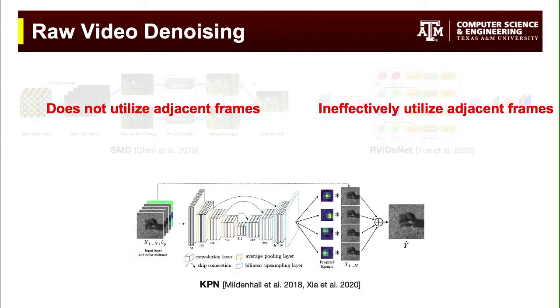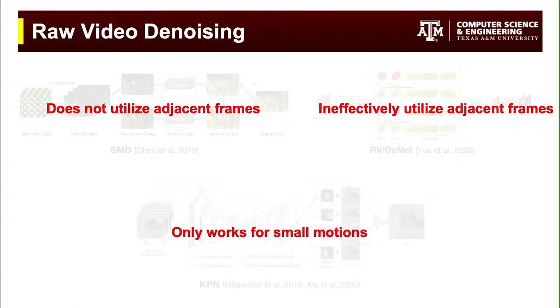A couple of approaches propose to generate a denoised image from a set of burst images. While these methods are image denoising approaches, they can be used for video denoising as well. Specifically, these methods use a network to estimate a kernel, which in turn is used to combine the noisy images. However, these approaches are limited to the size of the kernel and can only handle small motions.